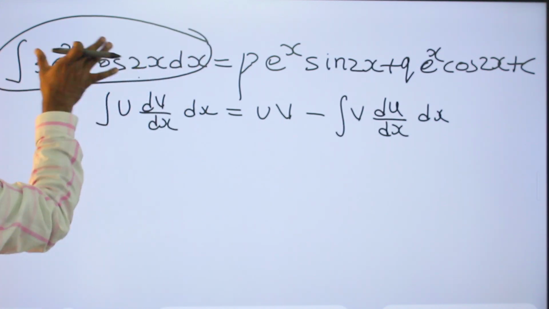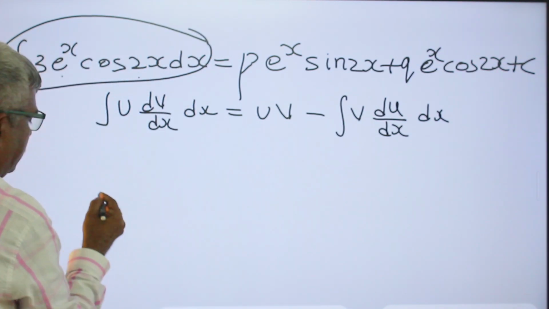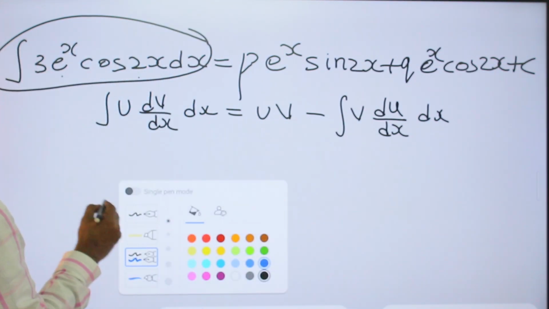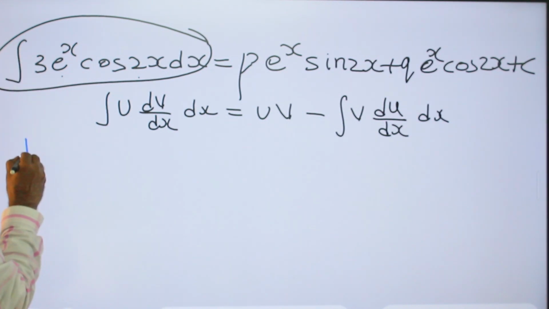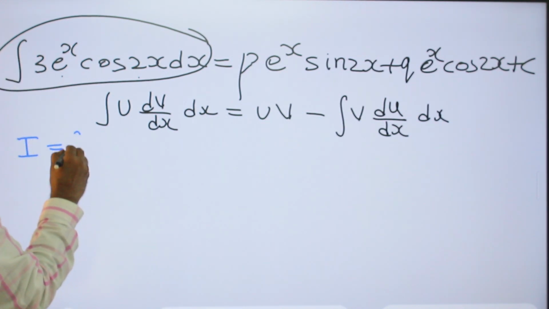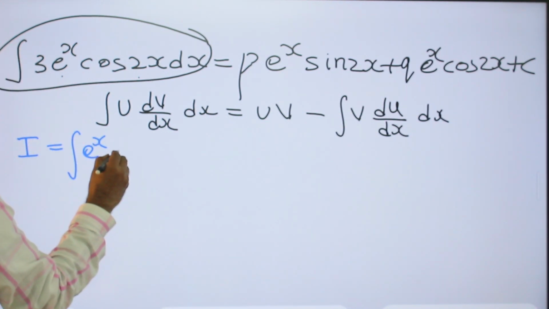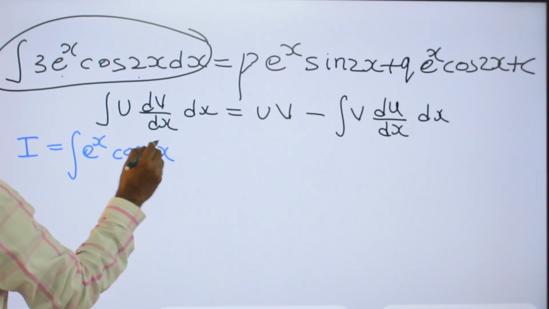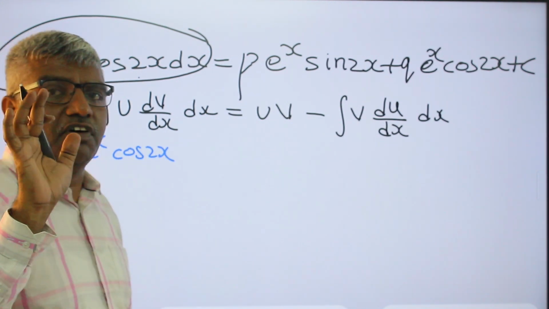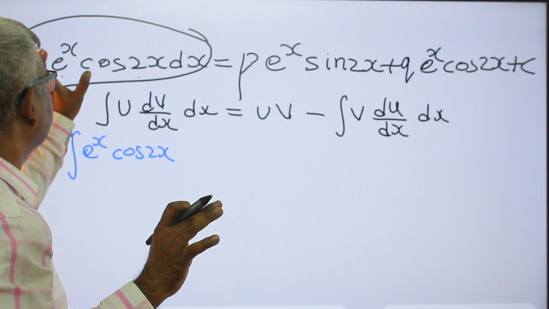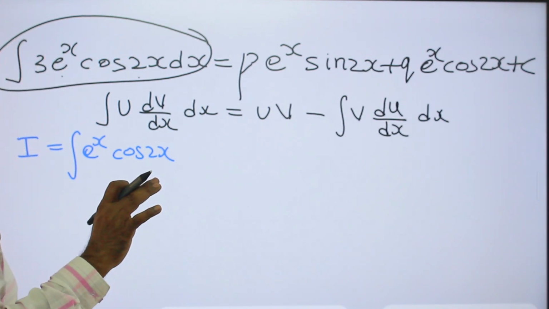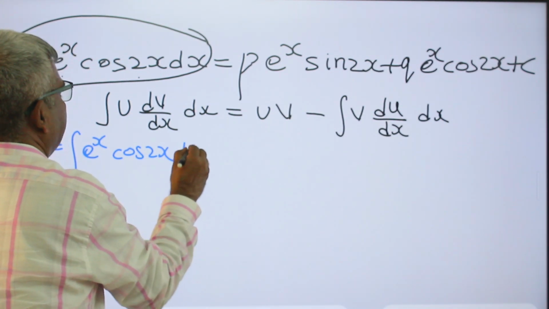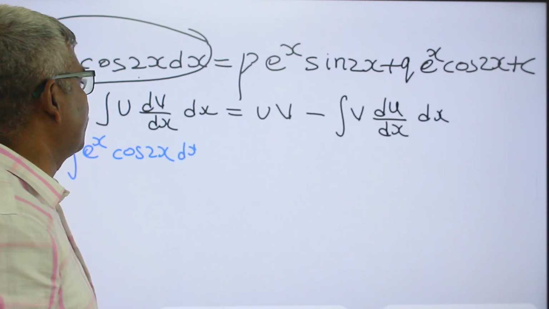We need this one, but integrate. I is equal to the integration of e power x cos 2x dx. I left 3 out for our practical convenience. First, I am focusing only on the integration of e power x cos 2x dx. We want 3 e power x cos 2x dx.